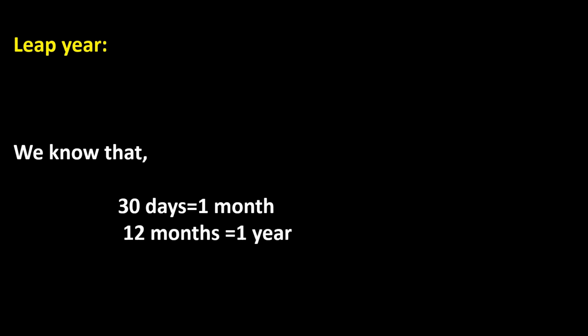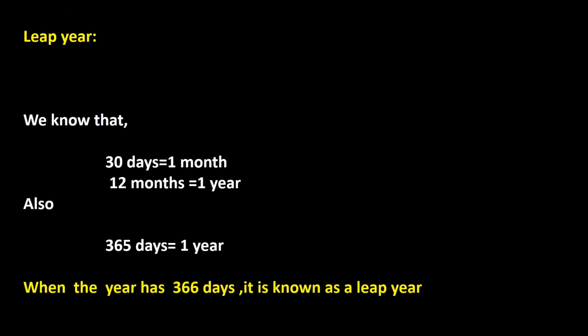We know that 30 days is equal to 1 month. That is, a month has a total of 30 or 31 days and a year has a total of 12 months. So, 365 days is equal to 1 year. That is, a year has a total of 365 days. But in a leap year, a year has 366 days. That is known as a leap year.